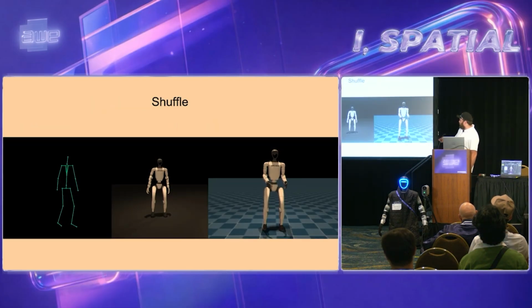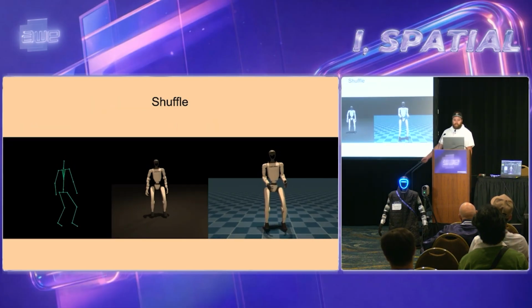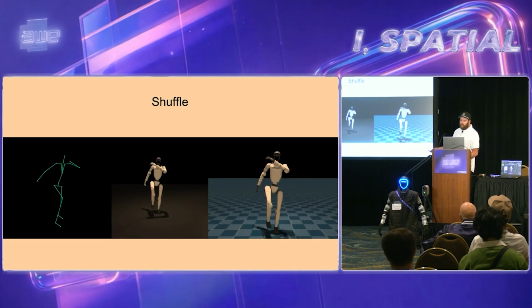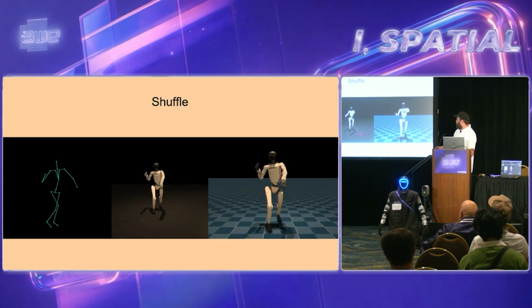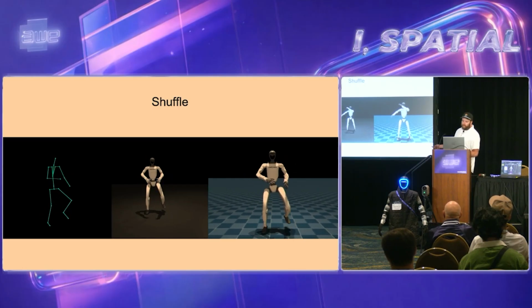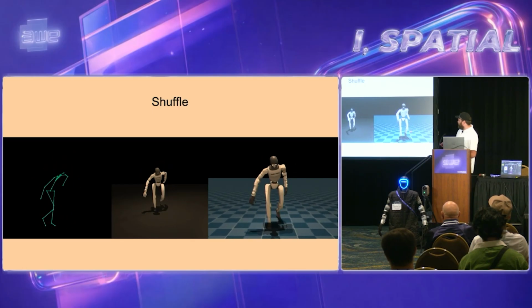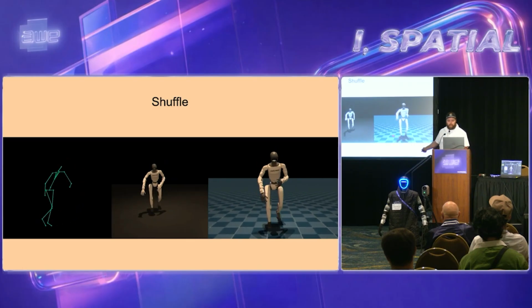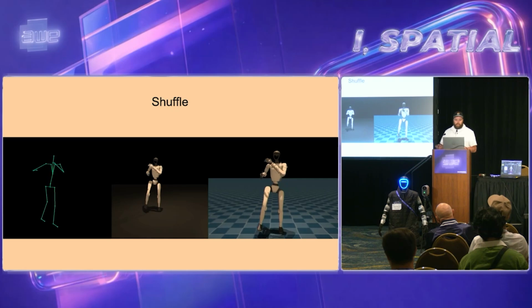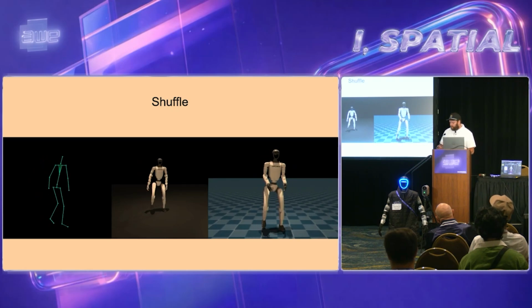So this is what a shuffle dance looks like. We had Jasmine record a shuffle in real life. This was the raw data that came out of it. We retargeted it to the robot, so it's just taking that data and putting it on a 3D model. And then this is what the policy for the shuffle looks like. This is with the added physics of the real world. That's what makes it different from gaming or film.